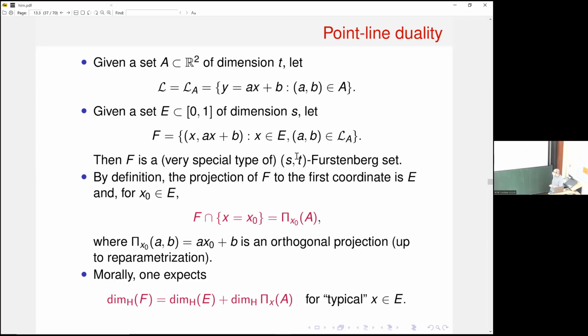So we have a subset of R2 of dimension T. So now you see why I chose these letters for the parameters. So we have a set A of dimension T. And if we believe this heuristic identity, the dimension of the Furstenberg set is the dimension of E, which is S, it is fixed, plus the dimension of the projection, when I use E as a set of directions, which has dimension S. So if we understand the projection problem, we should understand, morally at least, the dimension of Furstenberg sets, but for this very, very special class of Furstenberg sets, not for other Furstenberg sets.